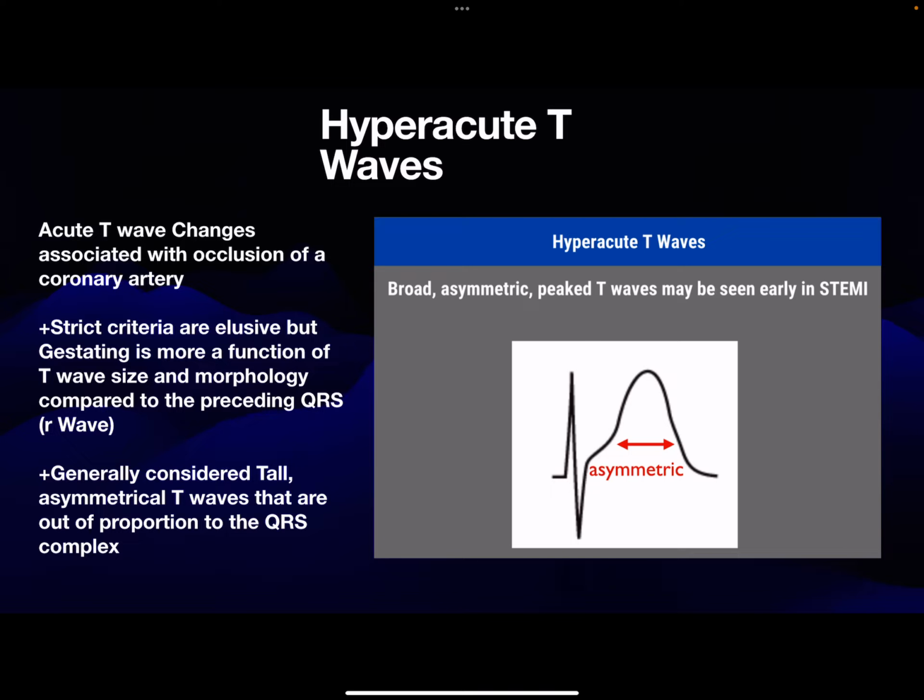So what exactly are hyperacute T waves? Well, hyperacute T waves are T wave changes associated with the occlusion of a coronary artery. Strict criteria are a bit elusive, but gestalting is more a function of T wave size and morphology.